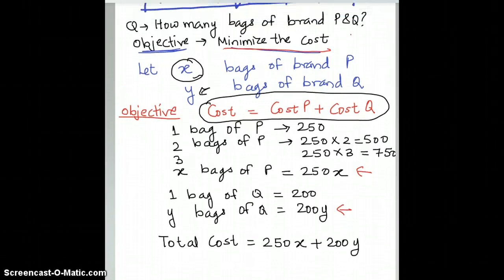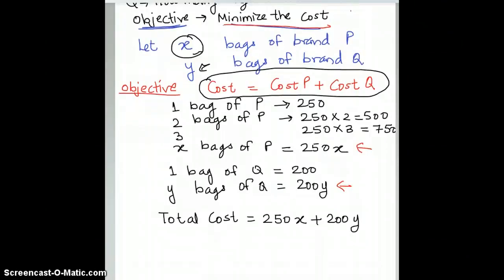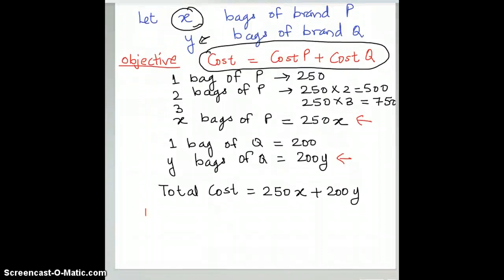Now what is the objective here? To minimize the cost. So our objective function becomes: minimize the cost, which is 250X plus 200Y. Now we have a standard notation for representing the objective function. We use capital Z to represent the objective function.